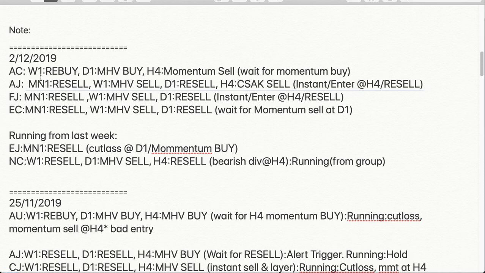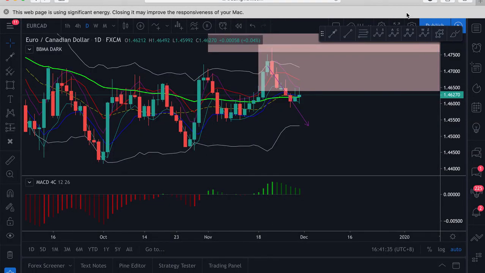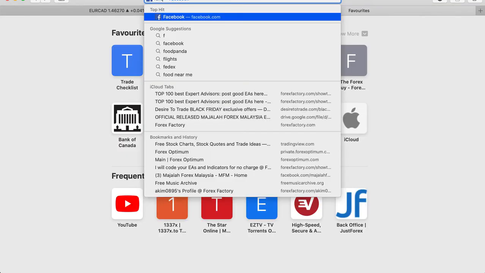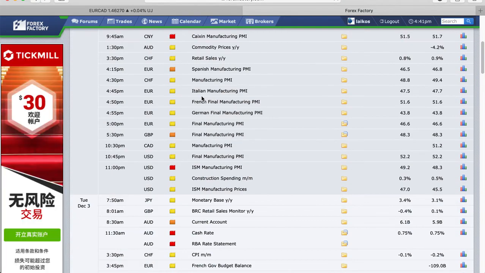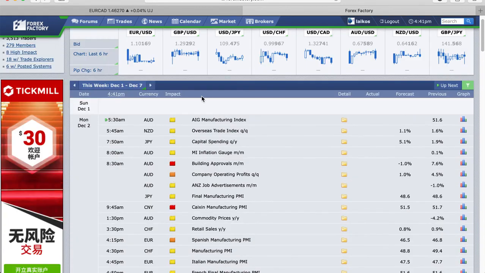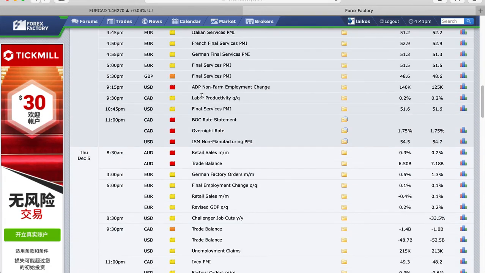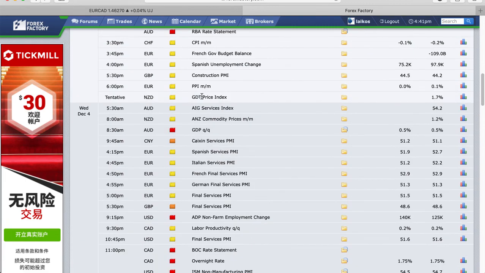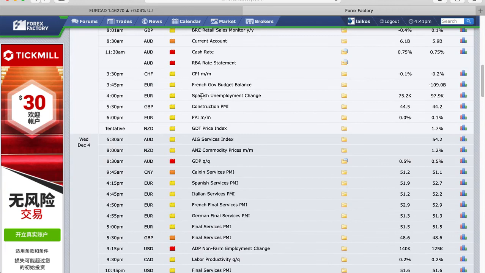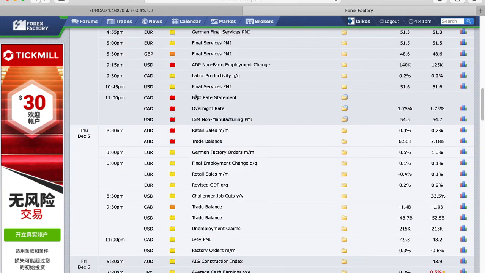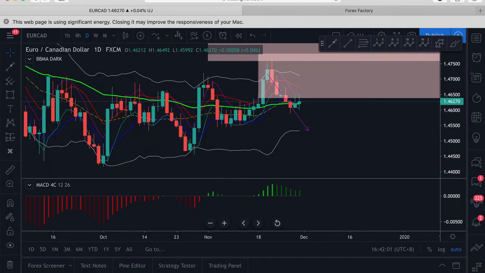So next week there will be CAD news, if I'm not mistaken. Let me double check the Forex Factory calendar. Yeah, there's CAD news on Wednesday next week. So there might be a significant movement after this announcement. So we have to be careful when we trade CAD pairs next week.